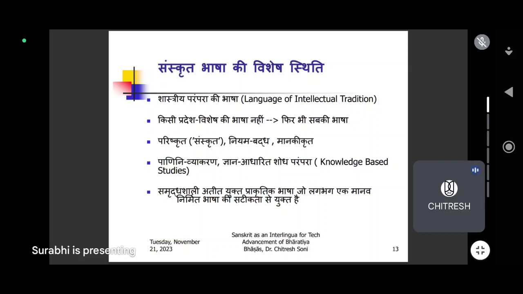Then Panini's Vyakarana, a knowledge-based research tradition: the knowledge-based studies both of grammar and also of the world. So both the world knowledge and the linguistic apparatus which Panini has given.